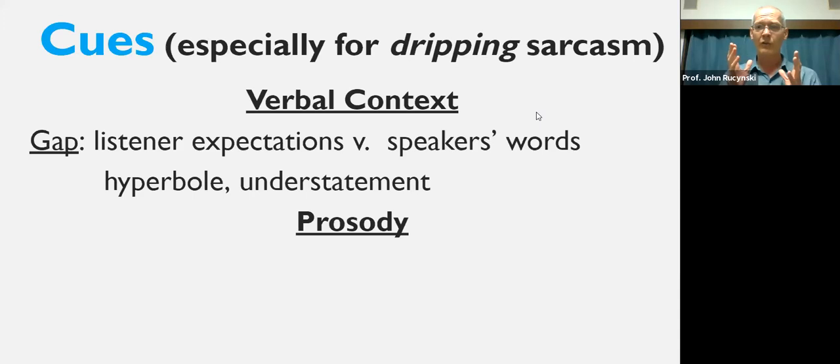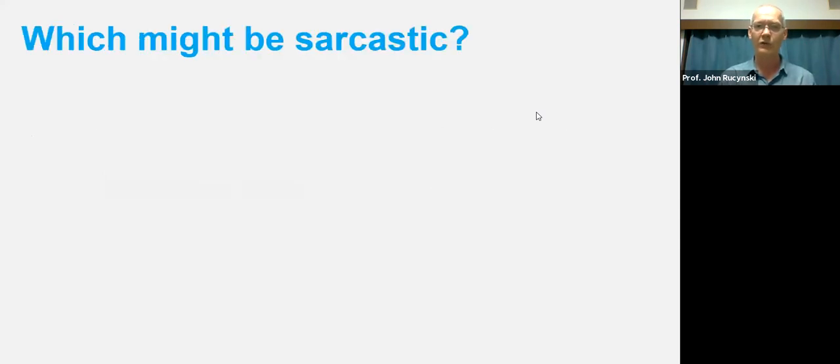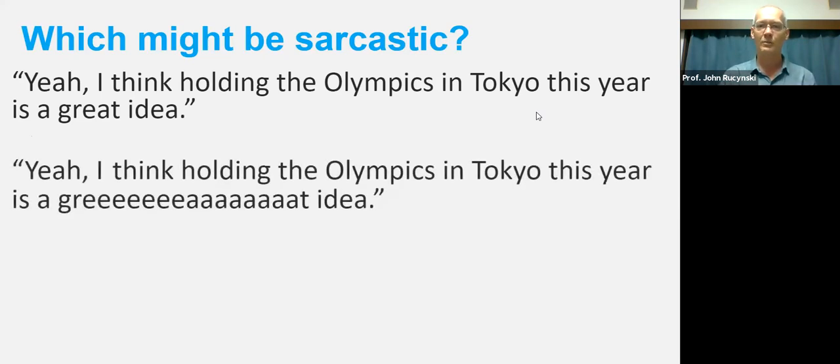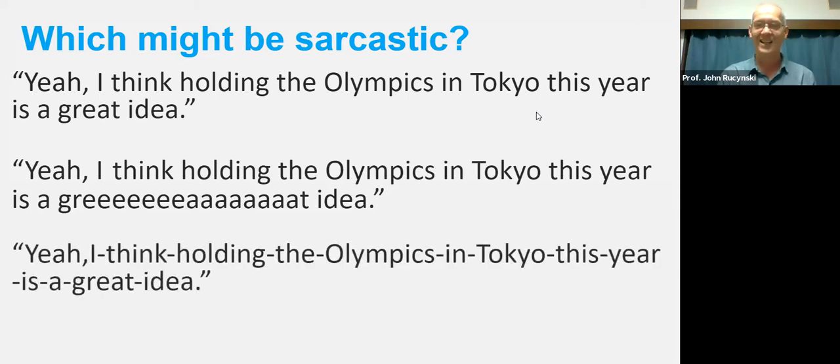So we didn't talk about it, but obviously we're also looking for the verbal context. So there's a gap with the expectations and the words. Something is not matching. And one clue for this would be prosody, which is just another word for speech patterns. So something changes. Let me give you three sentences. They're all the same, but some would be sarcastic. So number one, yeah, I think holding the Olympics in Tokyo this year is a great idea. Yeah, I think holding the Olympics in Tokyo this year is a great idea. Or, yeah, I think holding the Olympics in Tokyo this year is a great idea.